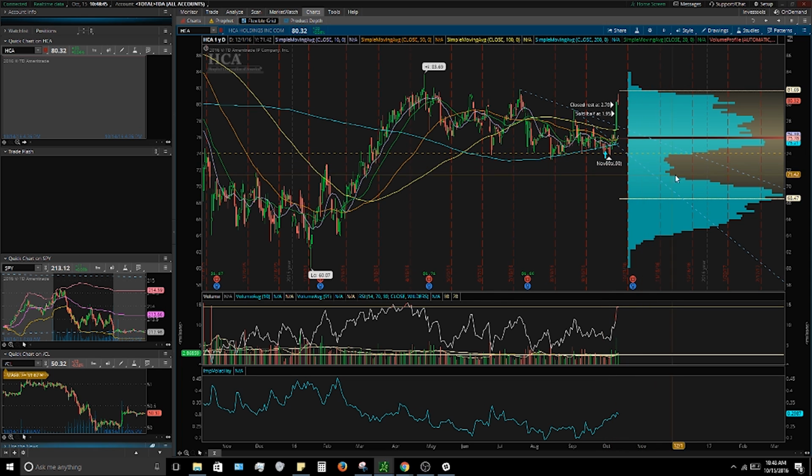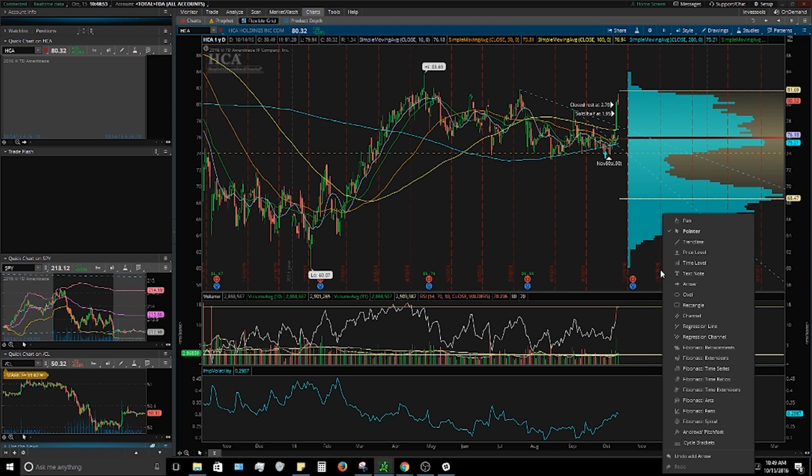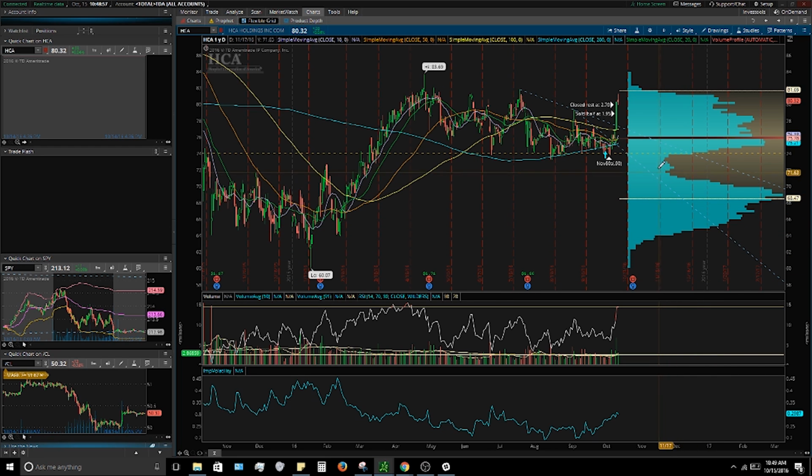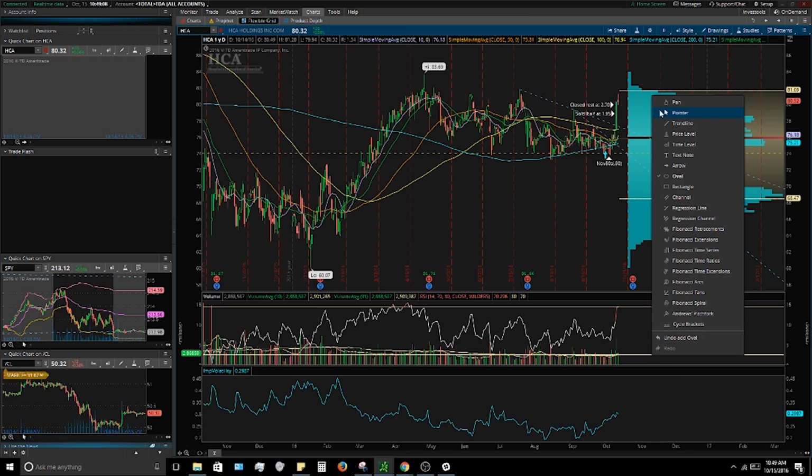The next step is drawing where the contract expires and what the strike is. As you can see on my chart here, this is where the monthlies expire. What I like to do is take an oval and go all the way up to the 80 strike and draw this.